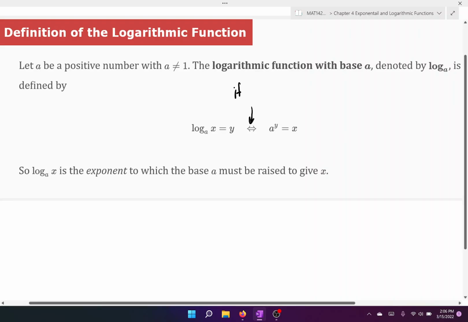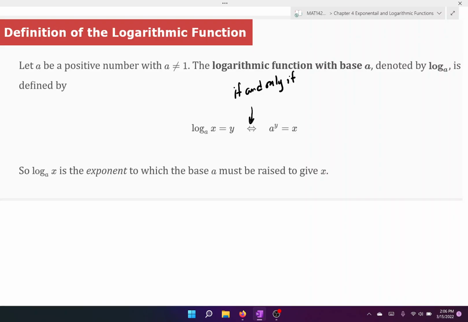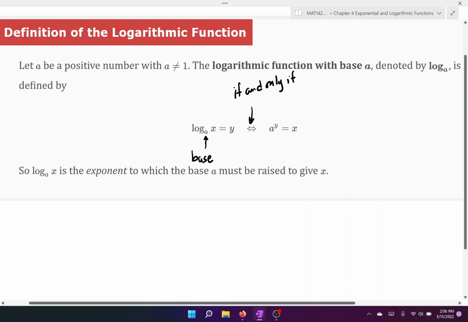That double arrow means if and only if a to the y equals x. So log base a of x is the exponent to which the base a must be raised to give x. In other words, the letter a is going to be our base. That means the letter y here is going to be our exponent. And if we just transpose that information over on the right-hand side past the if and only if statement, notice here we have the letter a again, which is our base. And then the letter y, once again, is going to be our exponent.